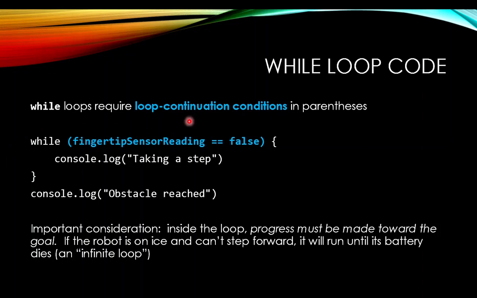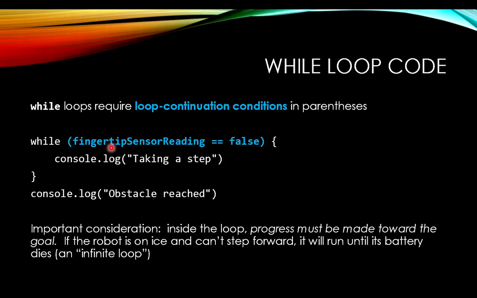So that's what this might look like in our moving-the-robot code, made a little more JavaScript-like. The one important thing that you need to think about when you write these while loops is you must make progress toward the goal inside the loop. If we didn't have something in here that took a step, we could never reach the wall, therefore the sensor reading could never become true, therefore this loop would run infinitely.